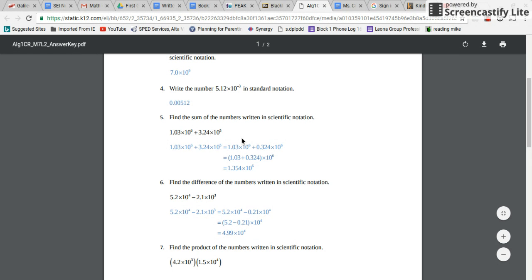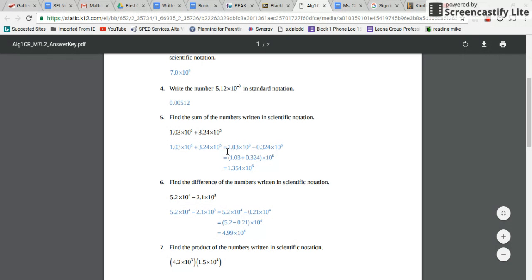Number 5, find the sum of the two numbers. So what you do here is you write these numbers. You realize that they both have times 10 to the 6 and then times 10 to the 5. So what they did here was they made them match. Okay, they wanted them both to say 10 to the 6. So what they did was they kept this one the same, 1.03 times 10 to the 6. But then this one, they changed it. They wanted this one to also say 10 to the 6.